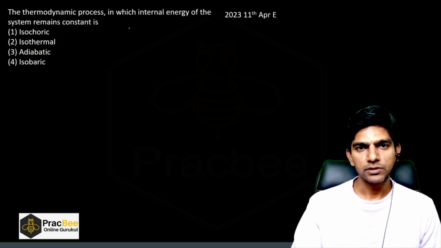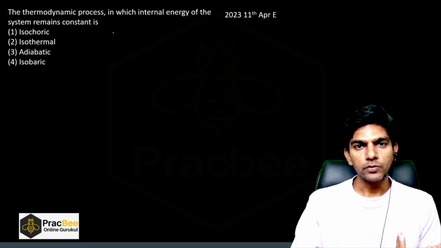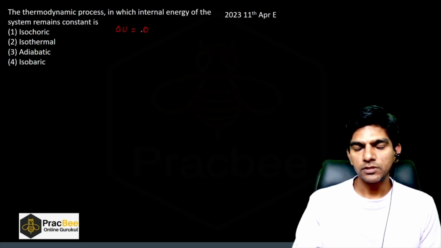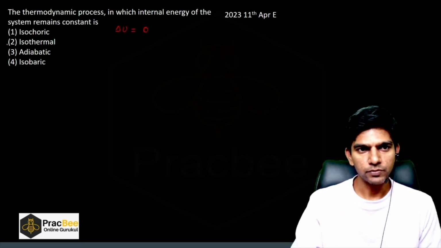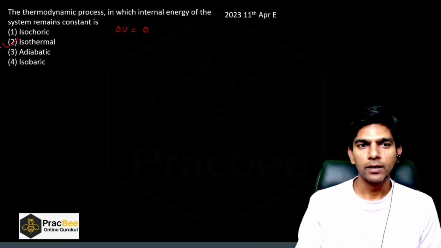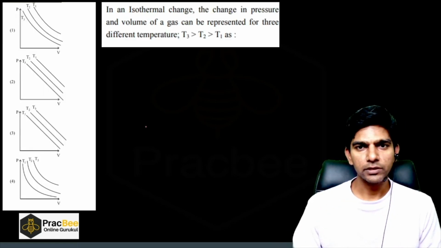The thermodynamic process in which internal energy of the system remains constant. So internal energy remains constant means delta U is 0. Delta U is 0 when delta T is 0. So it means in case of an isothermal process, the internal energy will not change. Let us see one more illustration.